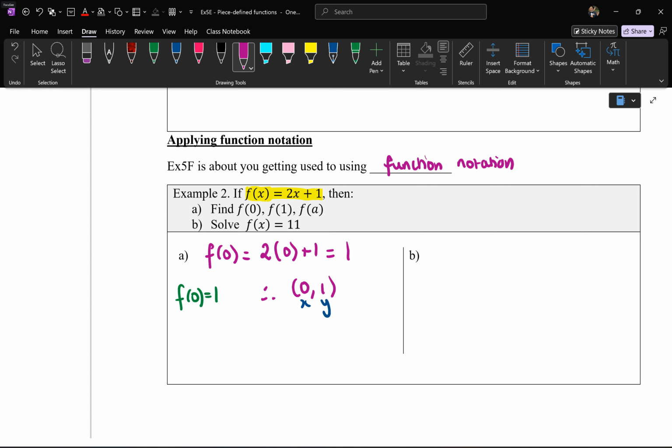Let's read the next one. What does it mean if I say f of 1? What does that mean? What's f of 1?